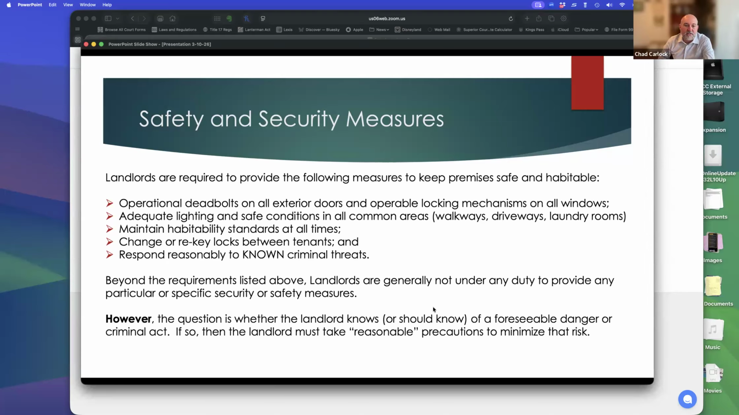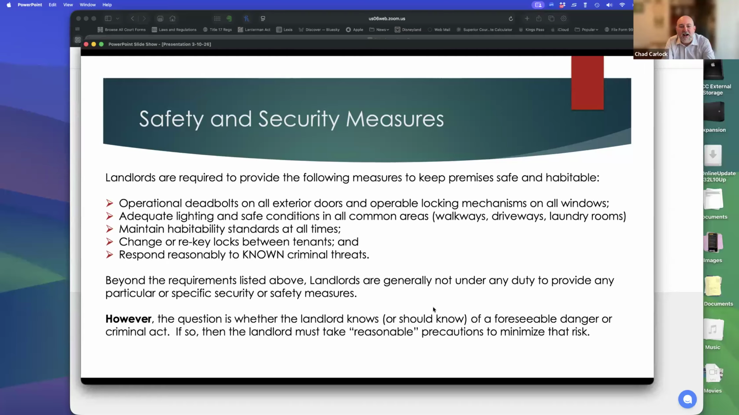Change or rekey the locks always between tenants. And sometimes you may need to do that during a lease if you've got a 5 roommates situation where 1 or 2 of them leave, and then you get new folks in. You still want to change the locks even during the lease term when you've got new tenants coming and going. And then you do have a duty to respond reasonably to a known criminal threat.